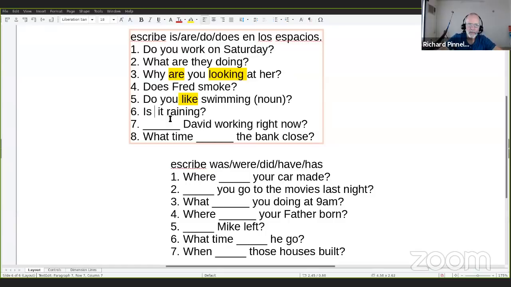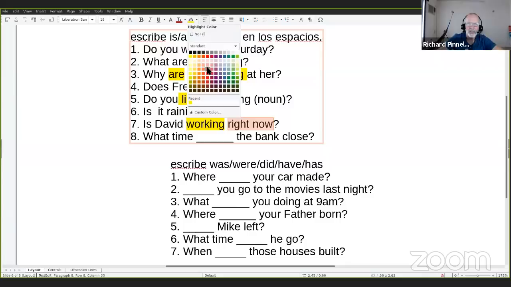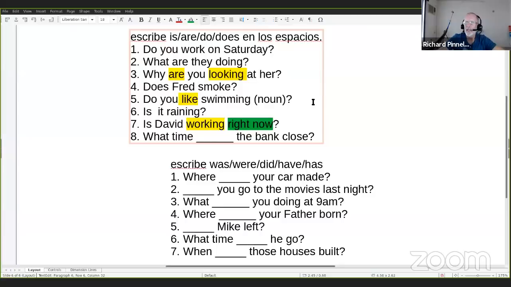And number seven. No, mira, este es el verbo en ing. Okay, entonces is. Yeah, también, si tienes algo así como right now, significa en este momento, y con esas expresiones de tiempo siempre vamos a usar el presente continuo. No se puede usar el presente simple con right now. Es el presente continuo. And finally, number eight. What time does the bank close? Pregunta en el presente simple. Very good. So, vamos a seguir.